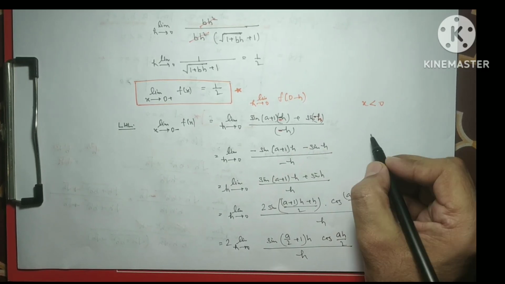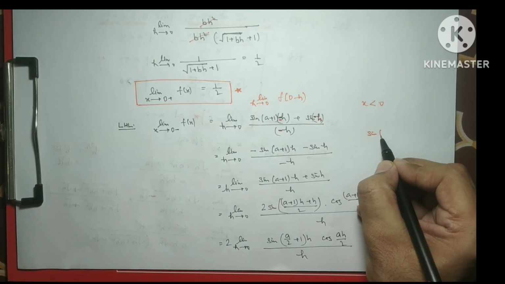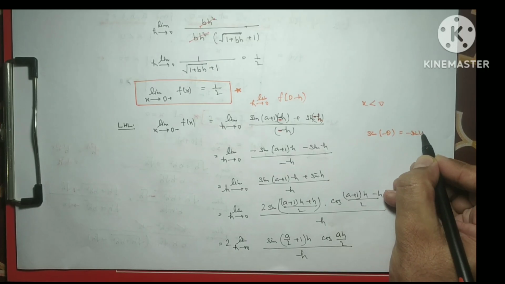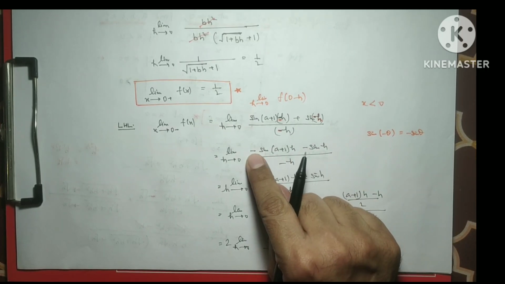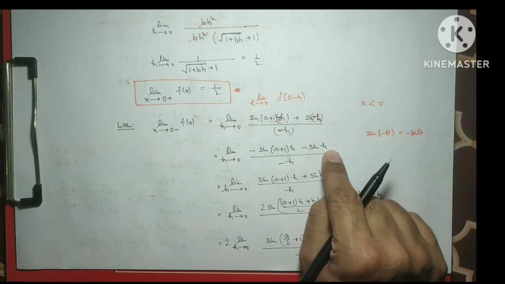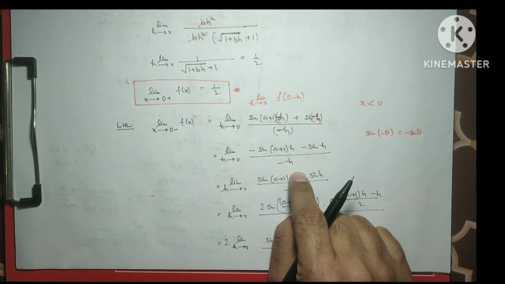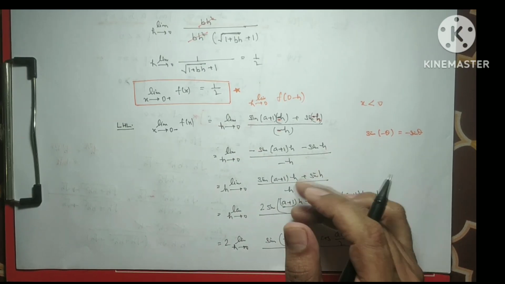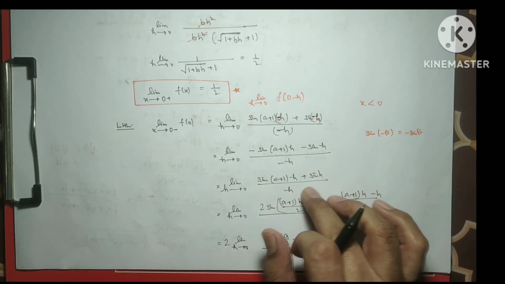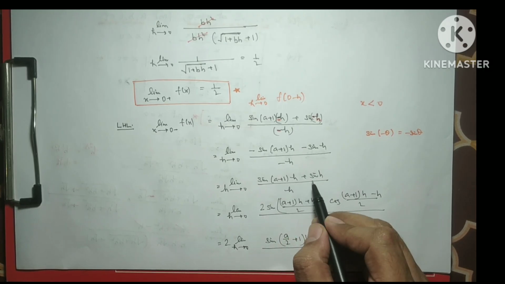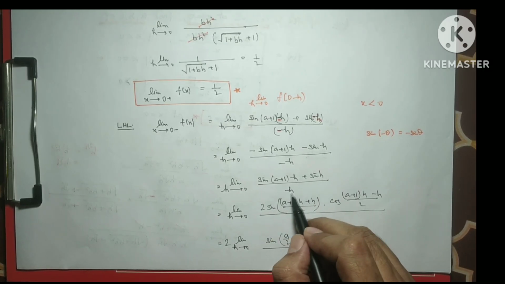In sine, minus theta is minus sine theta. That's why this becomes minus of sine a plus 1 h, and this is minus of sine h, divided by minus h. So on taking common minus, the minus signs cancel out, and all the expression becomes positive. So sine a plus 1 h plus sine h over h.